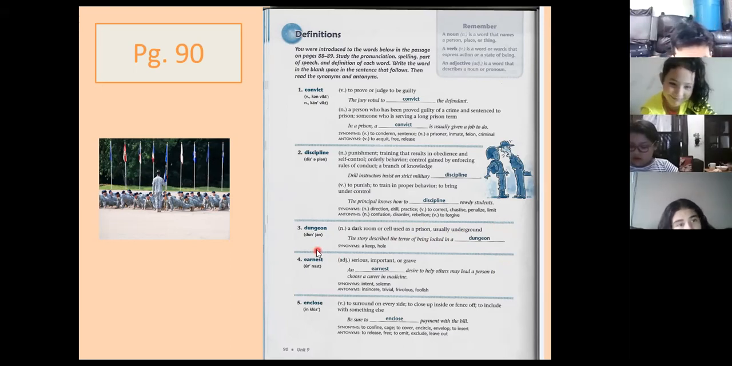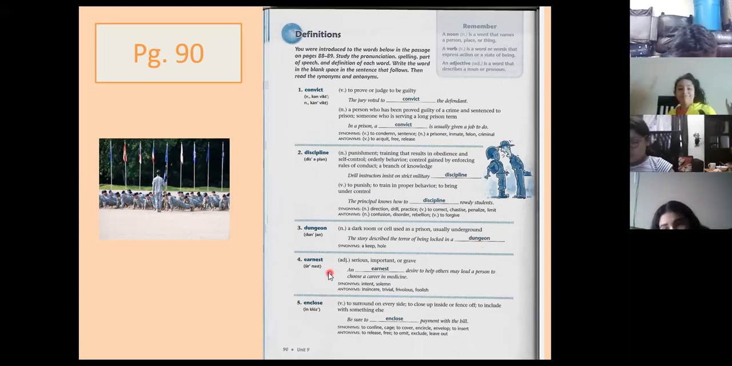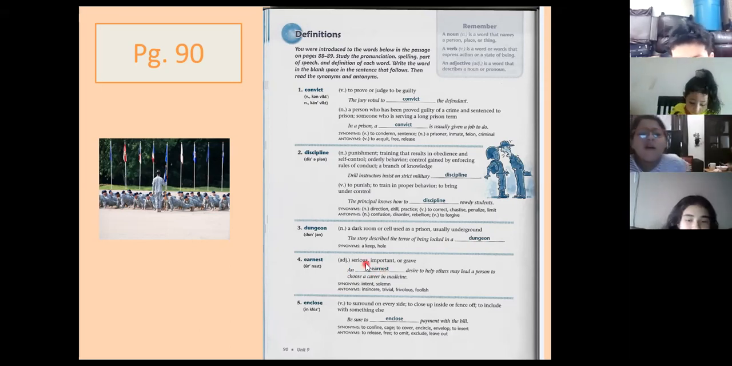This word dungeon we can find in fairy tales, because when you talk about a princess, king, or queen, someone puts the king or the princess in the dungeon. So this word is mostly used with jail, dungeon. Also, earnest, remember earnest is an adjective that says it is somewhat serious, important, grave. And the antonyms are insincere, trivial, frivolous, and foolish.